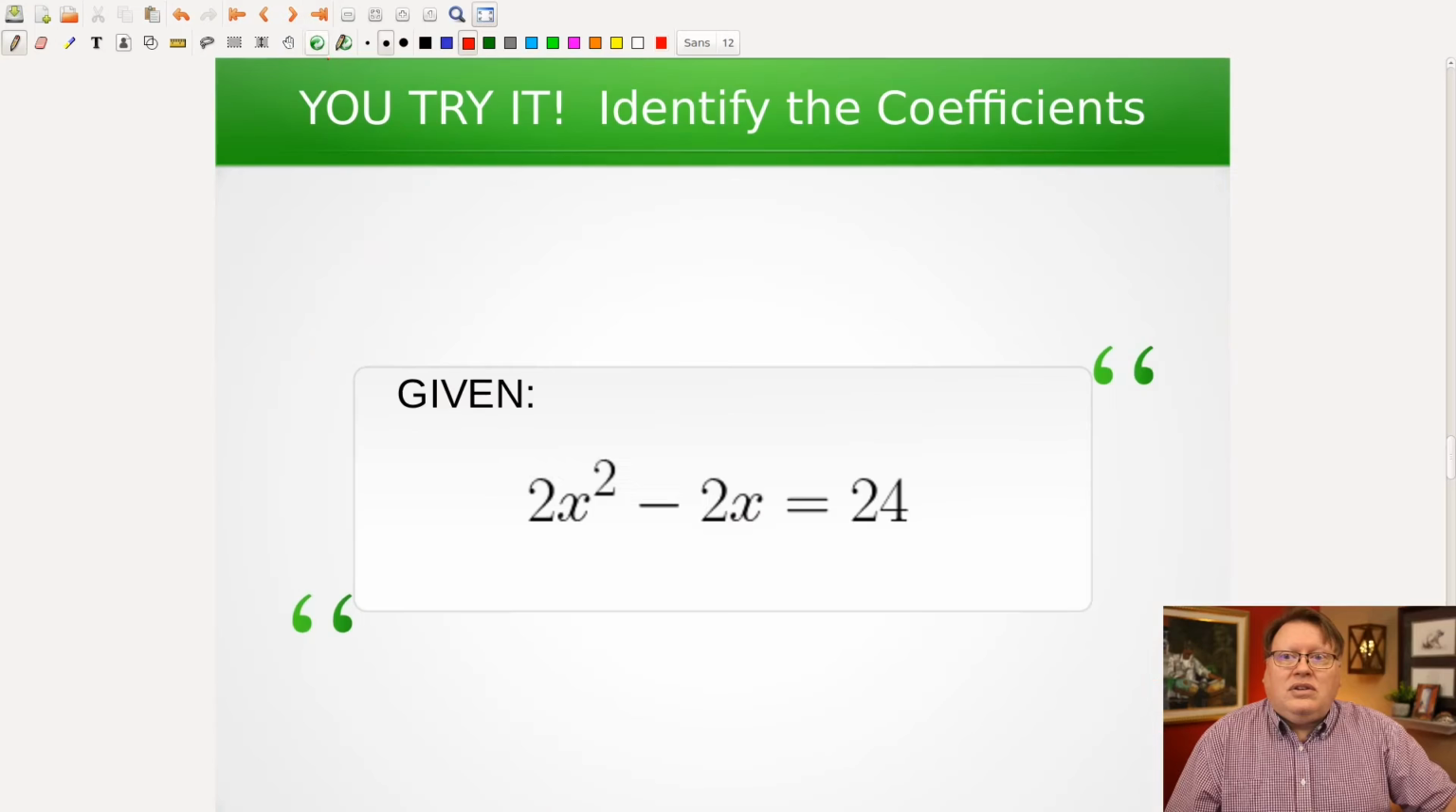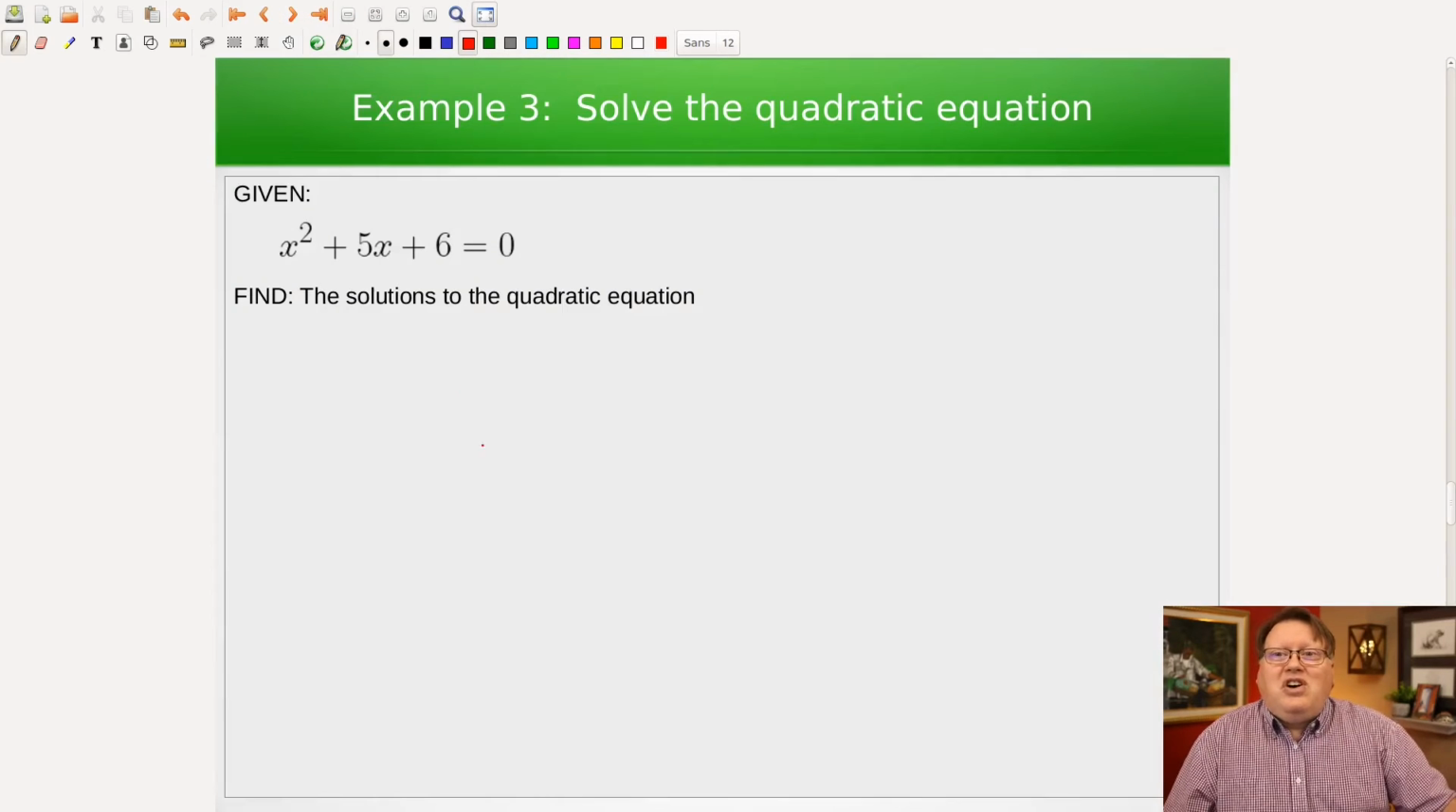All right? So here's a you try it. This is the one we just did. So let's move on. All right, example 3. We want to solve this quadratic equation. So we're going to take what we just learned on identifying the coefficients, but now we want to substitute into the quadratic formula. Okay? So first stop is to make sure we have everything equal to 0. Do we have that? Yes, everything right here is equal to 0. So we're good to go on that.